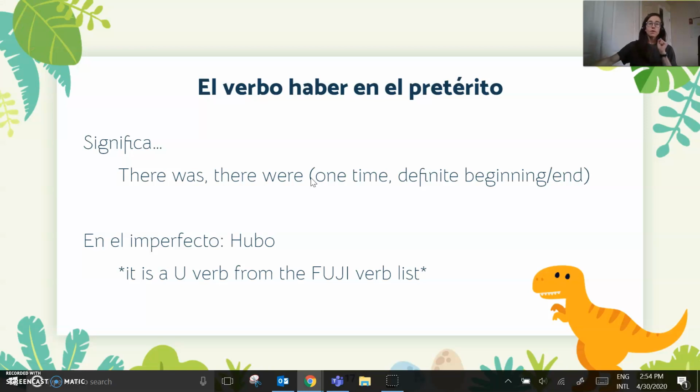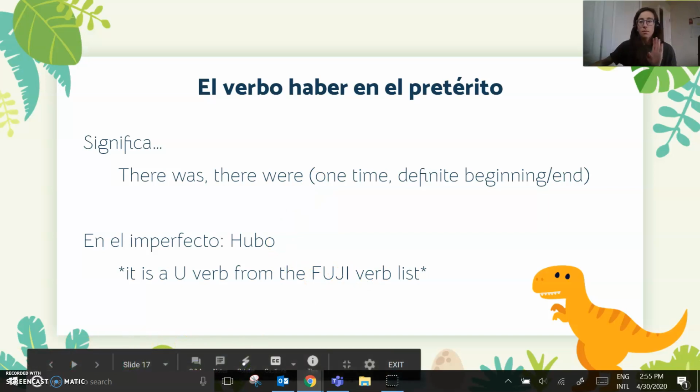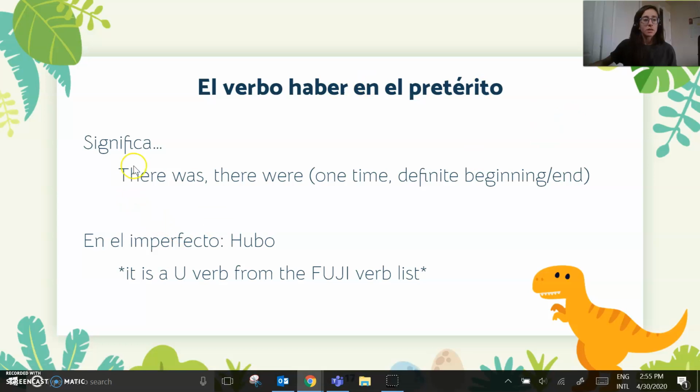Okay, finally we arrive at el pretérito. El pretérito I'm doing last because it has the weirdest conjugation and it is actually used most infrequently. Might have to split up my video here. El verbo haber en el pretérito significa there was or there were, but it is for one-time actions with a definite beginning and ending. And it is one of our special irregulars, one of our Fuji verbs. It falls into the U category, which means haber obviously doesn't have a U in it to begin with, but does when you conjugate it.